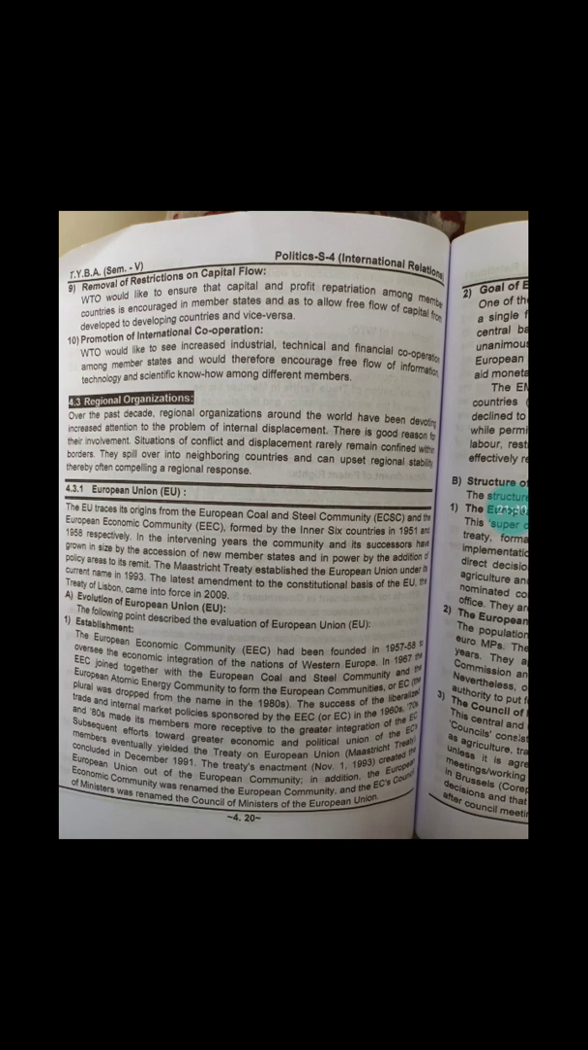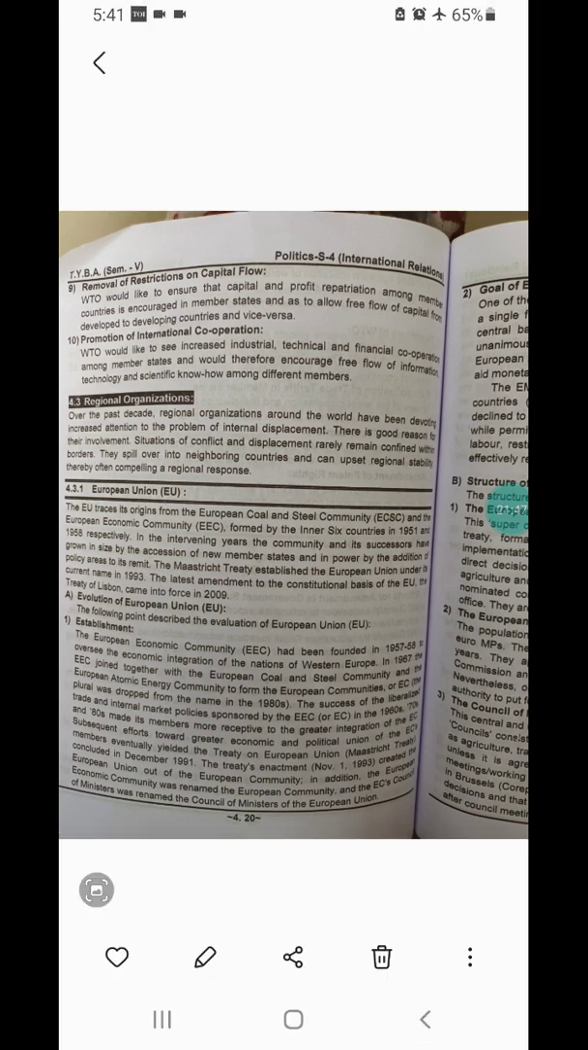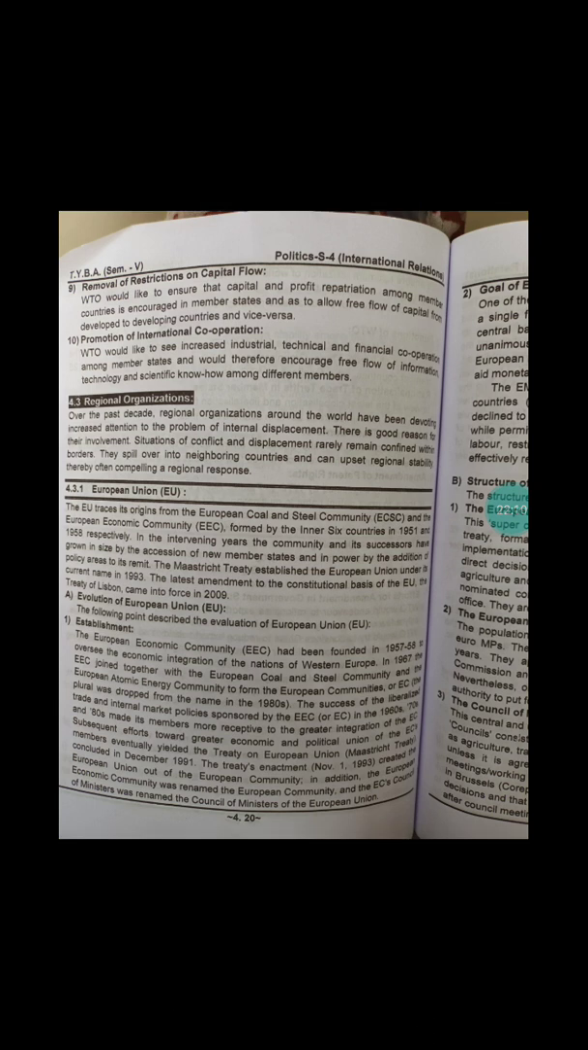Evolution of the European Union. The following points describe the evolution of the European Union. Establishment: the European Economic Community had been founded in 1957-58 to oversee the economic integration of the nations of Western Europe. See, the European Economic Community, it was founded in 1957-58 to oversee the economic integration of the nations of Western Europe.